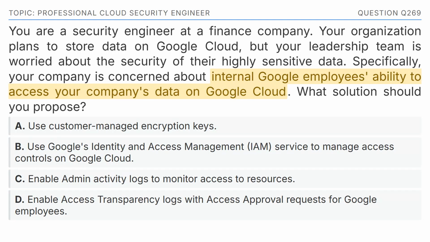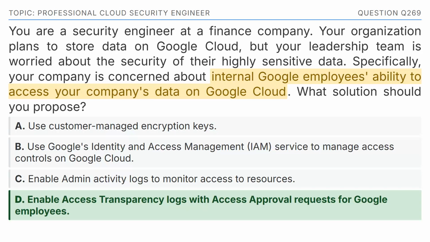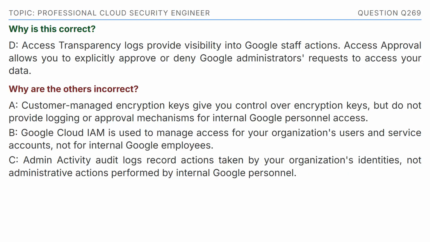To arrive at the correct answer, we focus on the keywords: internal Google employees' ability to access your company's data on Google Cloud. The correct answer is option D, enable access transparency logs with access approval requests for Google employees. Why is this correct? D. Access transparency logs provide visibility into Google staff actions. Access approval allows you to explicitly approve or deny Google administrators' requests to access your data.